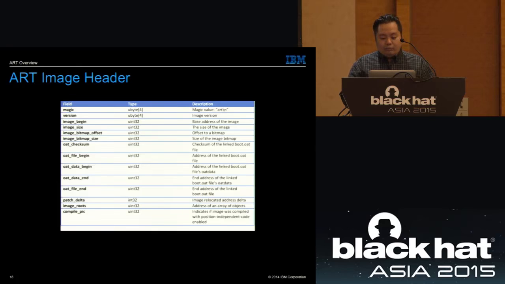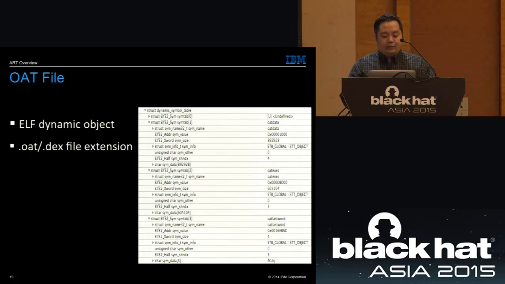But the art image is less significant in this talk than the following, the oat file format. The oat file format is essentially just an ELF dynamic object, in the ELF file format. The extension used is .oat for boot.oat and .dex for regular applications.